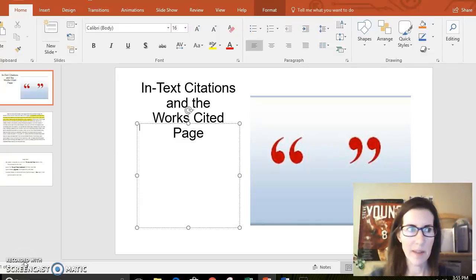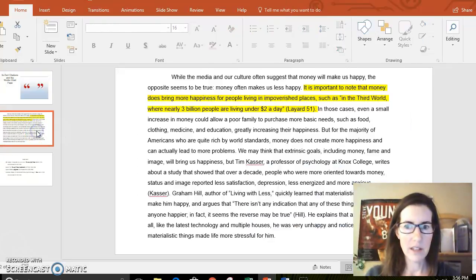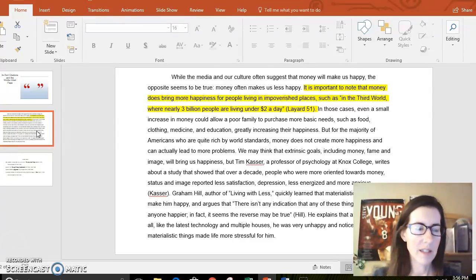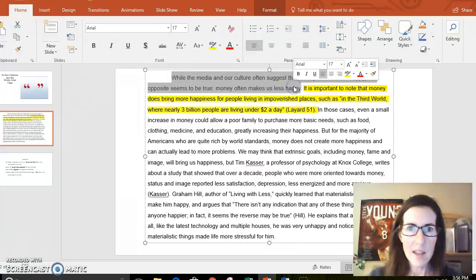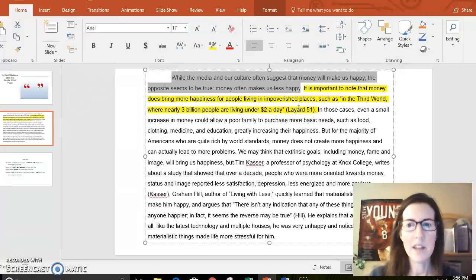So I am sharing my screen with you so that you can see exactly what I'm talking about. So, in-text citations and the works cited page. Okay, so here you can see a rough draft of a paragraph that a student wrote for this assignment. As you can see from the topic sentence, which is the sentence right here, the topic of this paragraph is going to be about the idea that money doesn't buy happiness, which is one of the ideas we've been discussing in our class. And as the paragraph will show, money can even cause some problems rather than buying happiness.